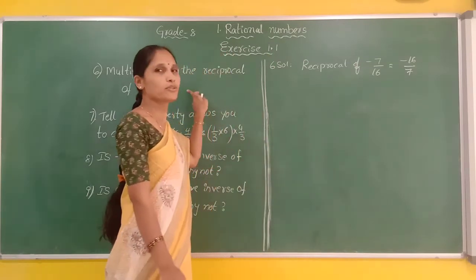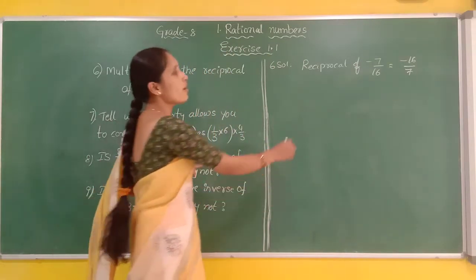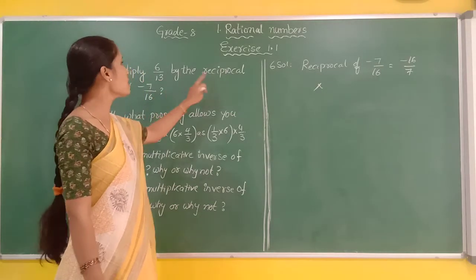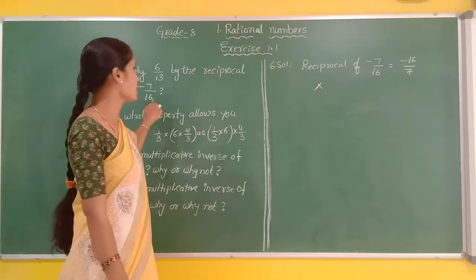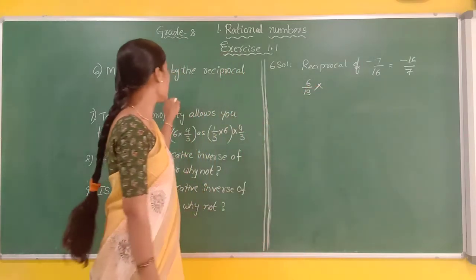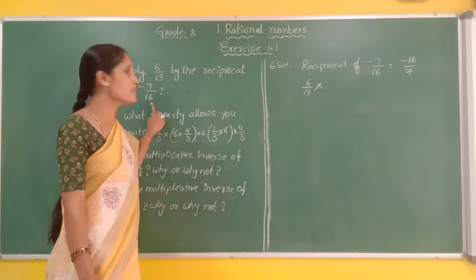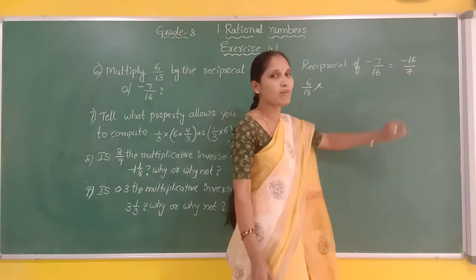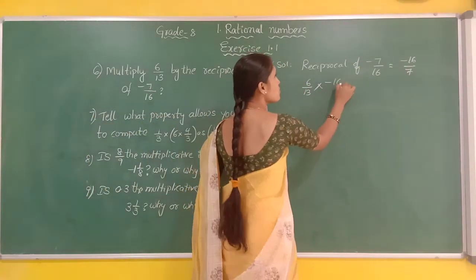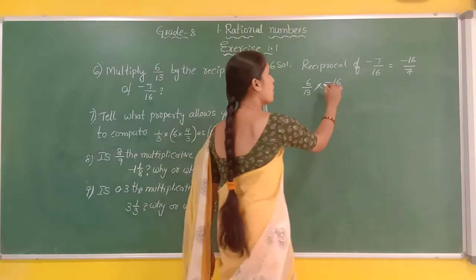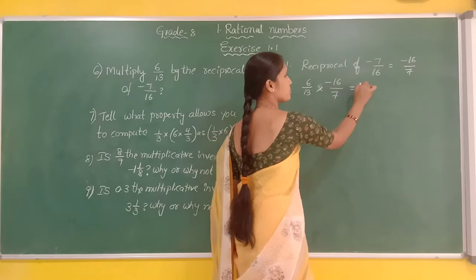Then what we have to do? Multiplication. What we have to multiply? One of the numbers is 6 by 13. Another number is the reciprocal of minus 7 by 16, which is minus 16 by 7. Now multiply these two numbers.